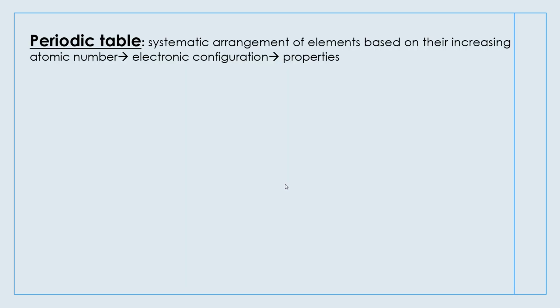Talking about the periodic table, it is the systematic arrangement of the elements in such a way that they are arranged on the basis of their increasing atomic number. And what does this mean? That the number of protons is increasing. Eventually, if the number of protons is increasing, the number of electrons will increase. And from that atomic number, we write the electronic configuration, which describes the properties of that particular element.